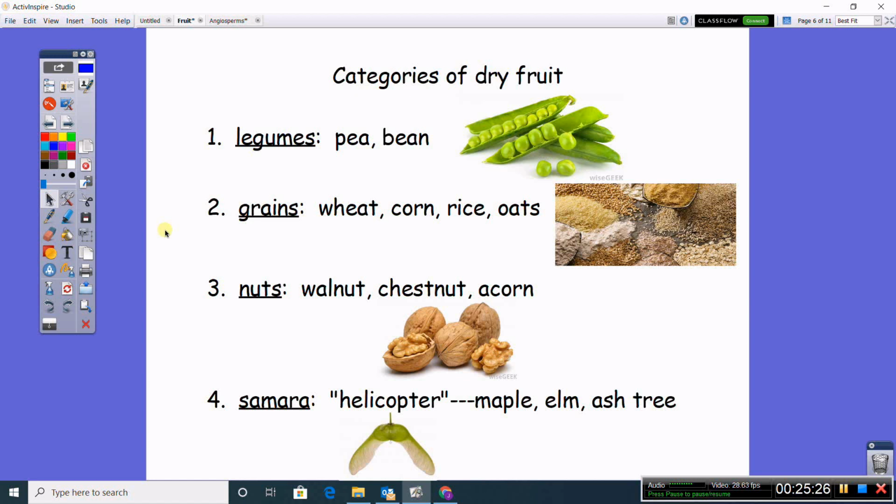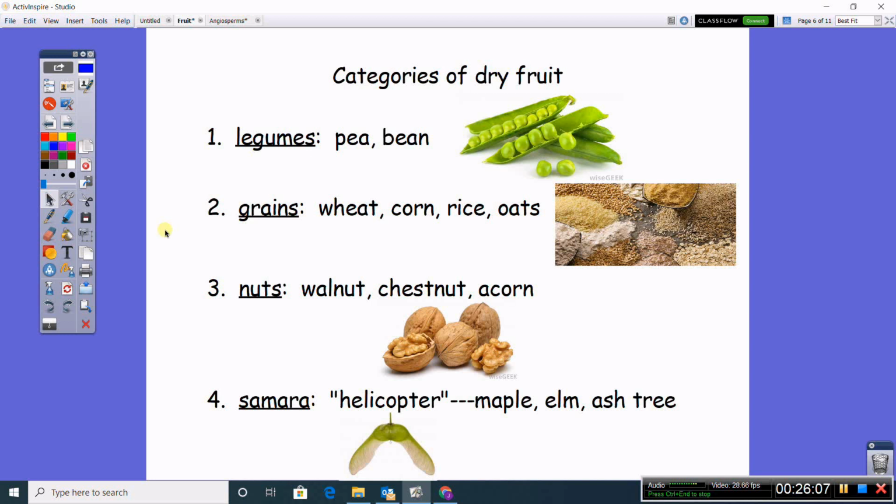All right, then we have categories of dry fruit. So legumes, like peas or beans. Grains, so I know we don't normally think of wheat, rice, and oats as being fruit. Corn you don't think of as a fruit, but I've told you enough times, the ear of corn is the fruit, and the kernels are the seeds. Nuts, we have walnuts, chestnuts, acorns. We'll talk about what a true nut is. You might learn a little bit about that if I'm able to post your Kahoot later. And then samaras, like the little helicopter things that come off certain trees, those are still dry fruits.